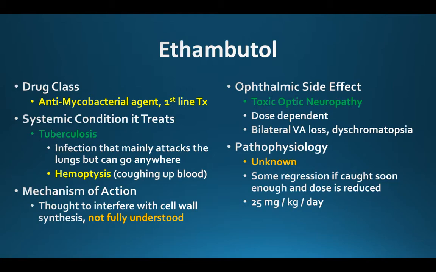The pathophysiology for ethambutol is unknown. However, we do know that there will be some regression of the neuropathy if a practitioner catches it soon enough and they reduce the dose accordingly. The dose that the physician will typically start on a patient is 25 milligrams per kilogram per day. However, once that neuropathy is noticed, they reduce it down to about 15 milligrams per kilogram per day.